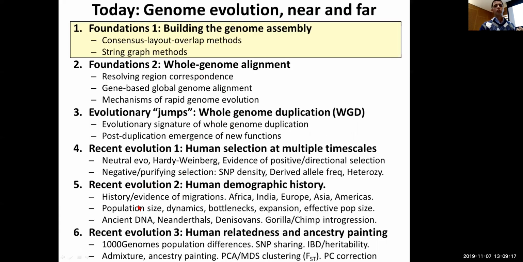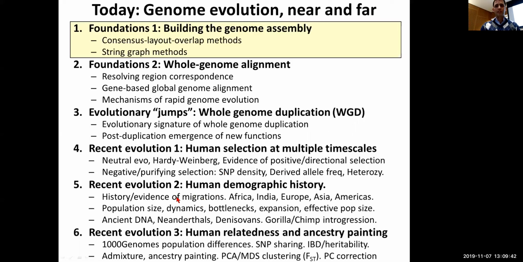Then we're going to shift gears and talk about recent evolution, so human relatedness. We're going to look at how we can measure selection within the human population at different scales. Selection very recently, more distantly, very distantly, and so on and so forth. Then we're going to talk a little bit about human demographic history, namely, who are we and how did we get here kind of questions.